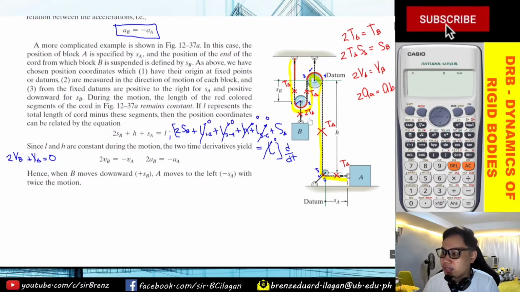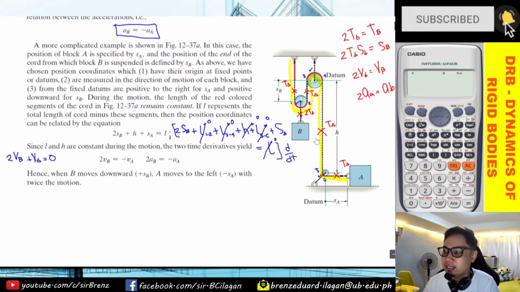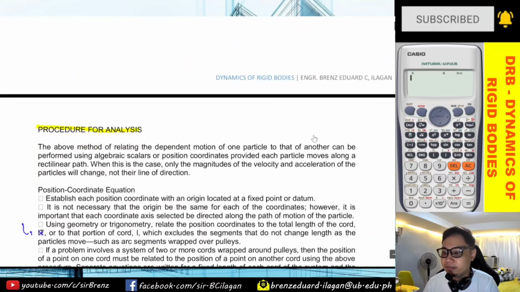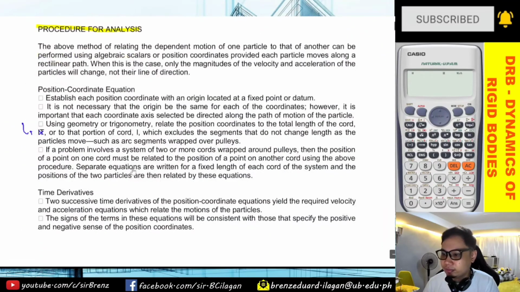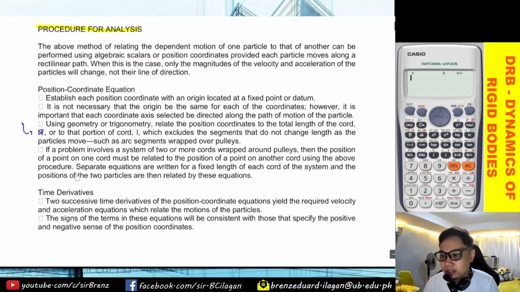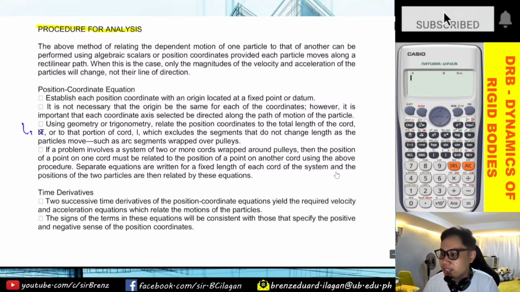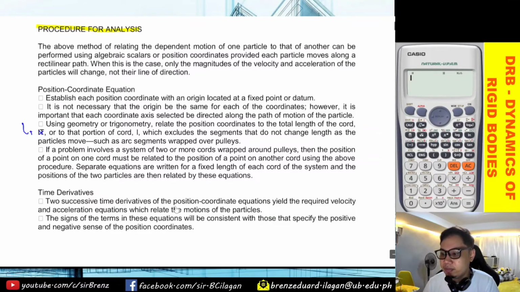So kung merong system of pulleys, kailangan mo munang i-relate yung isa with respect sa isang body na kalapit niya, kagaya ng ginawa natin dito. Separate equations are written for a fixed length of each cord of the system, and the positions of the two particles are then related by this equation. So with respect to the time derivatives, two successive time derivatives of the position coordinate equation yield the required velocity and acceleration equations which relate the motion of the particles.